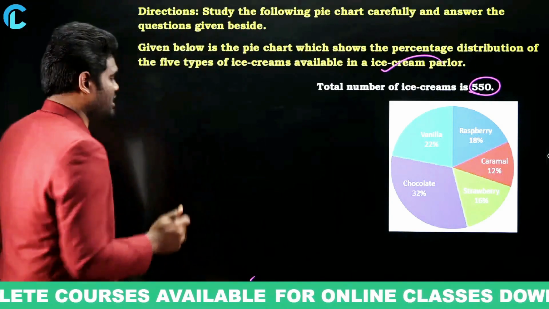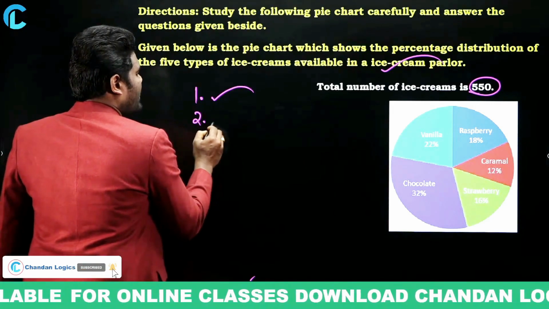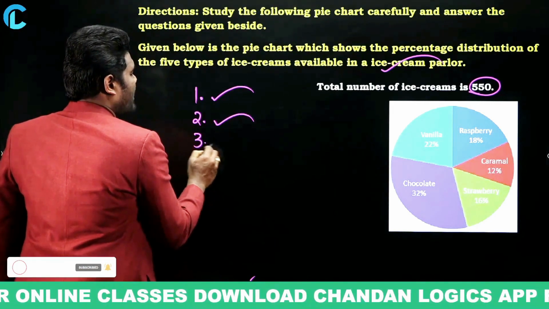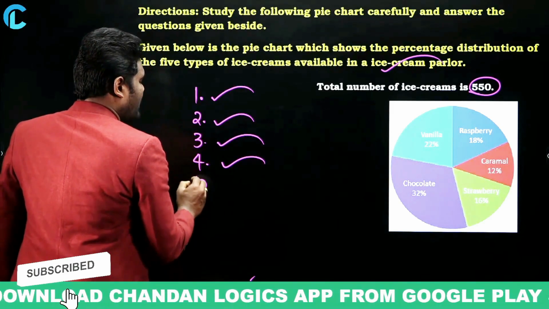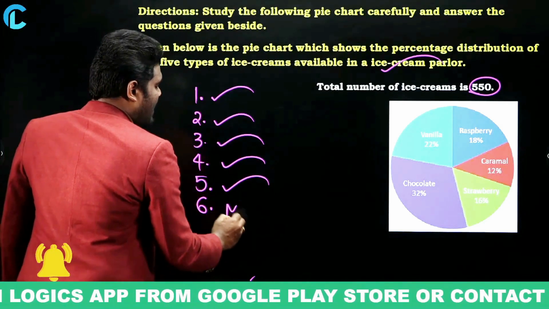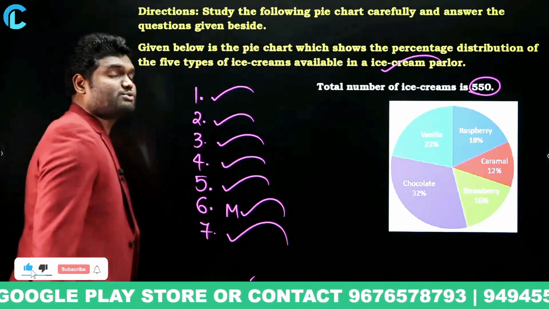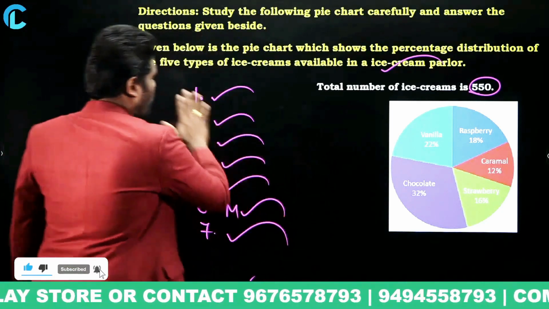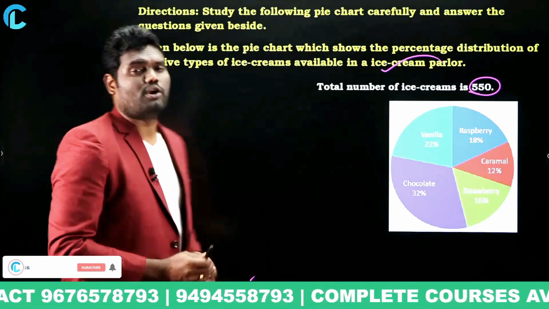In examination, from data interpretation, you will get pie graph, line graph, tabular graph, bar graph, web graph, mixed graph. All these are different types of graphs, but here we are going to look at questions based on pie graph. Is that clear? Questions based on pie graph.